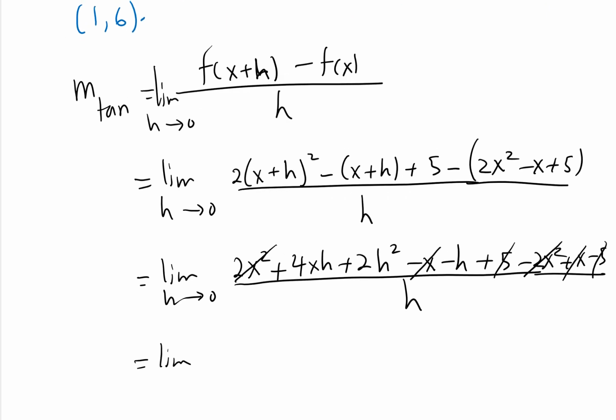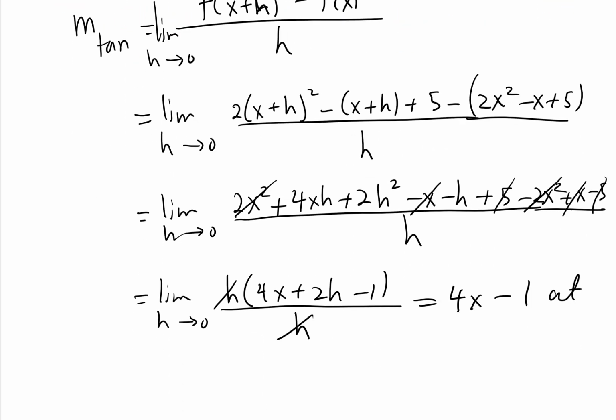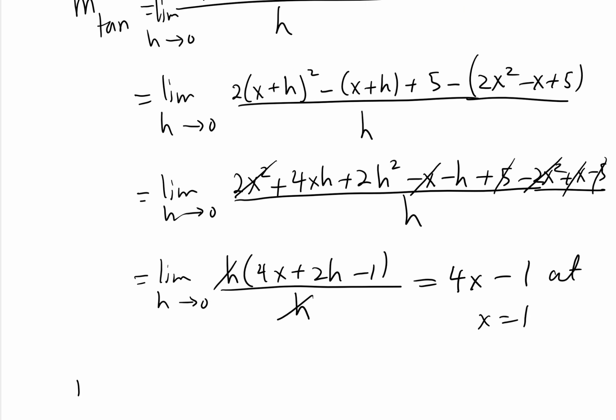Before we pass the limit as h goes to 0, take an h out. You get 4x plus 2h minus 1 all over h. These cancel. So that gives us 4x minus 1. We need to find it at the given x value, which is 1. At x equals 1, the slope then becomes 4 times 1 minus 1, 3. That's the slope of the tangent line.